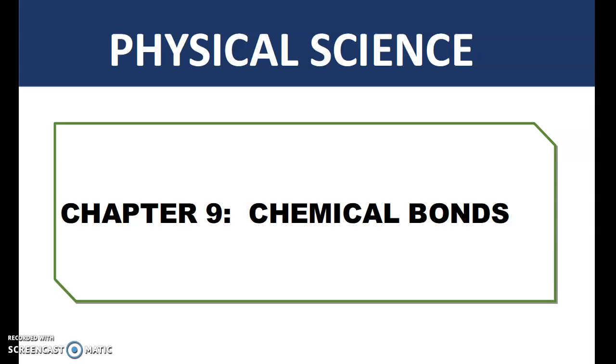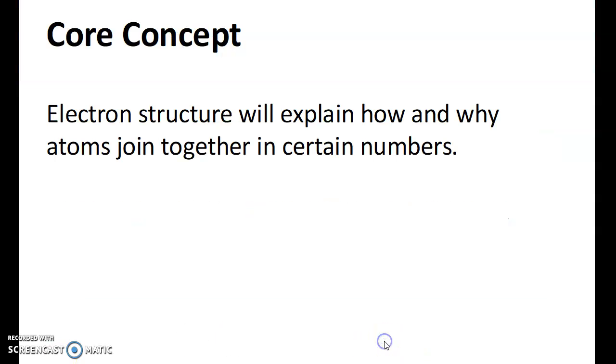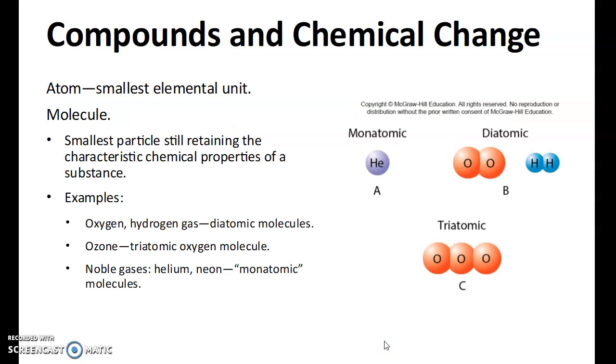We're going to continue on with the next chapter talking about chemical bonds. Now the core concept for this one is the electron structure will explain how and why atoms join together in certain numbers. The last class what we talked about was the electronic structure and how those electrons are arranged for all of the different elements that we have.